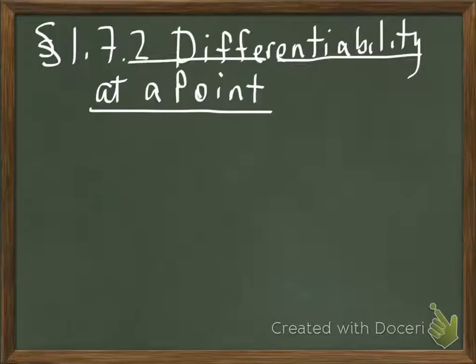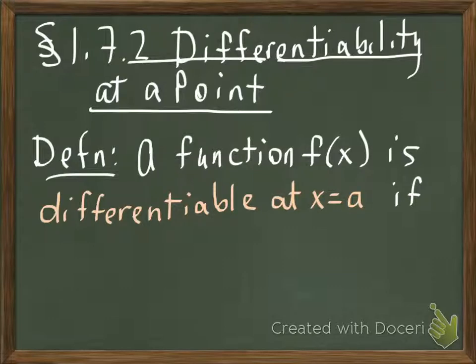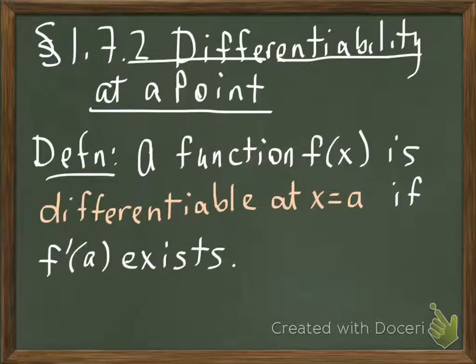This is the second video for section 1.7, 1.7.2, differentiability at a point. So we will say that a function f of x is differentiable at the point x equals a if the derivative exists. So if f prime of a exists.